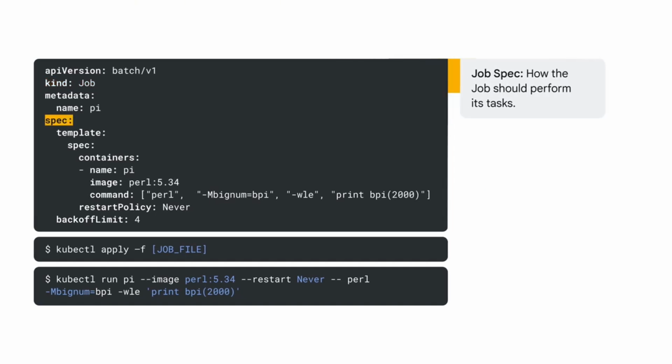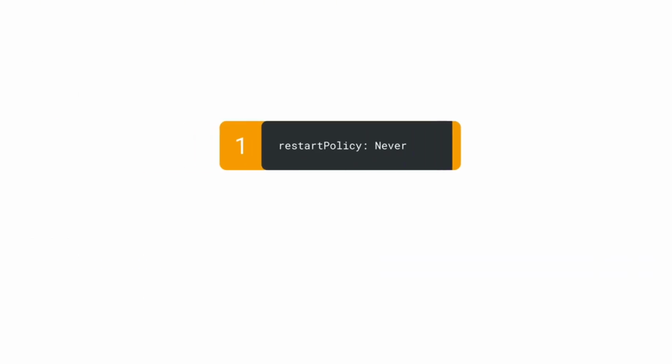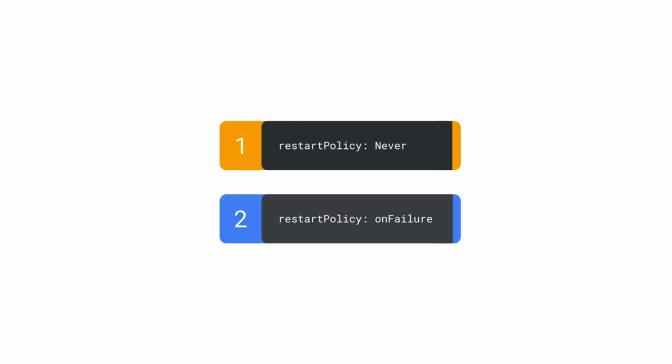Details about how the job should perform its tasks are specified in the job spec. Nested within the job spec is a pod template, which acts as a blueprint for the pods that the job will create. Also, this is where its restart policy is defined. The restart policy can either be set to never or on failure.